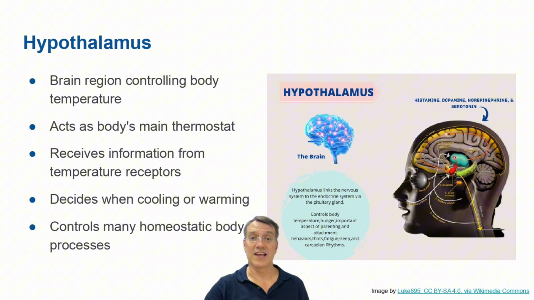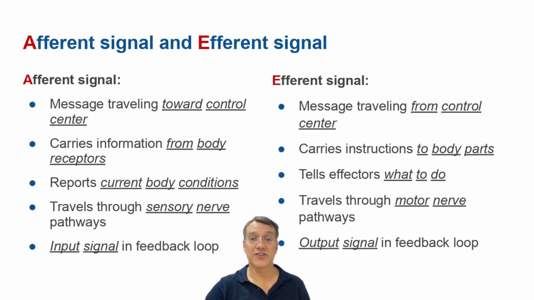Your hypothalamus is a brain region that controls body temperature. It acts like your body's main thermostat, receiving information from temperature receptors throughout your body. The hypothalamus decides when cooling or warming responses are needed, and it controls many other homeostatic body processes, including hunger, thirst, and sleep cycles.